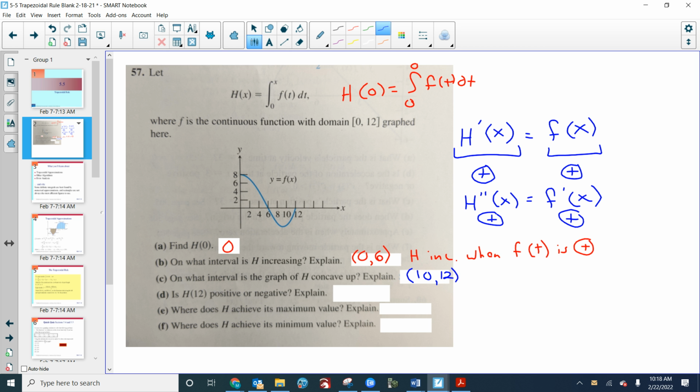All right. Where does h achieve its maximum value? Someone else. Oh, sorry. Is h of 12 positive or negative? Who wants to, someone I haven't heard from, argue that point? Is h of 12 positive or negative? And why?